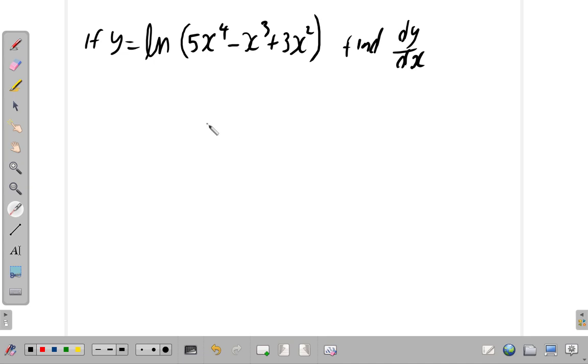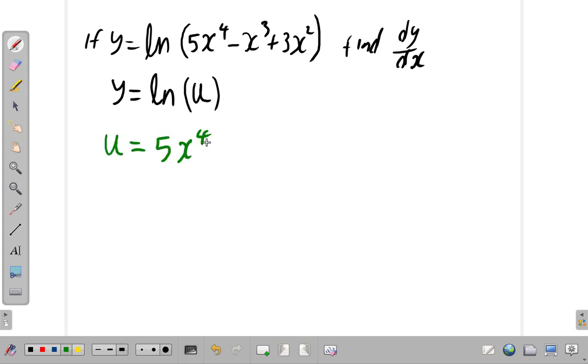Alright, you can say that this is y equals the natural log of a function you call u. It's the natural log of u. Now, what is u? U is really 5x to the fourth minus x cubed plus 3x squared. That's what u is.